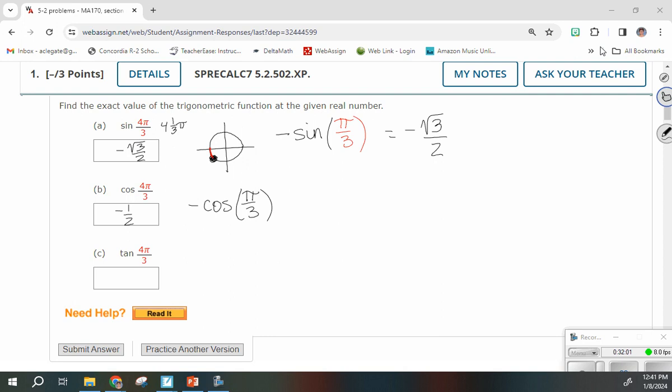Tangent of pi over 3. First of all, is tangent in the third quadrant positive or negative? It's positive. It's the only one that's positive, right? So this is the same thing as asking about tangent of pi over 3. Well, what's tangent of pi over 3? Root 3. Are we okay?